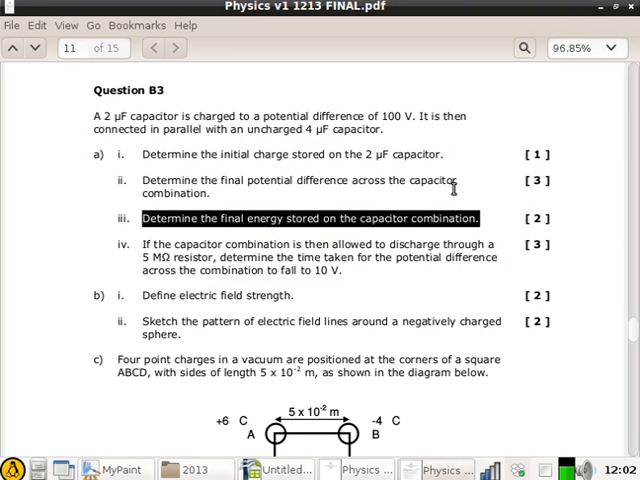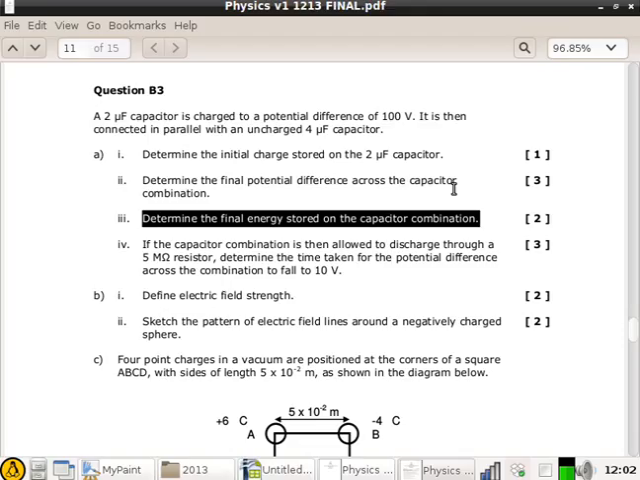How many marks have you gotten so far with those 3 questions? 6. How many formulas have you used? 2. What are the 2 formulas you used? Energy and Q equals CV. Oh, actually, we really used 3, because we used Q equals CV, C equals C1 plus C2, and then energy equals a half CV squared.